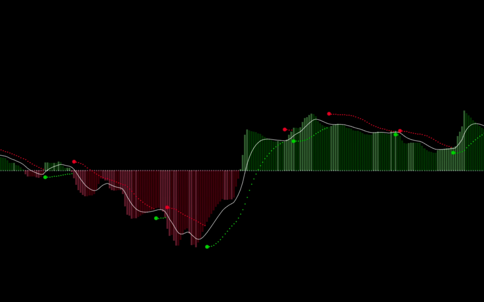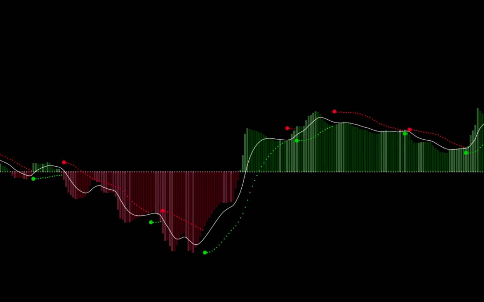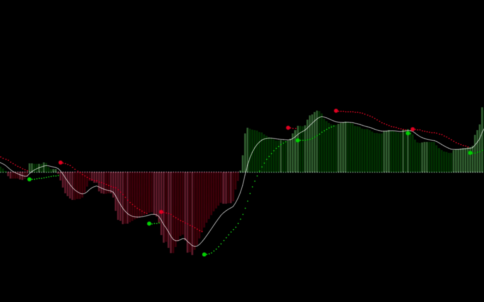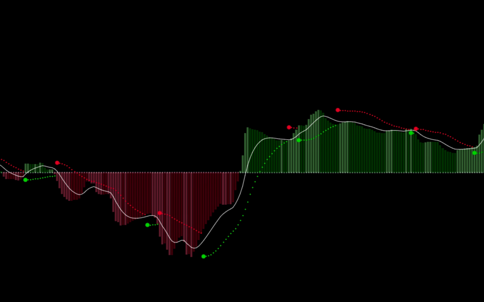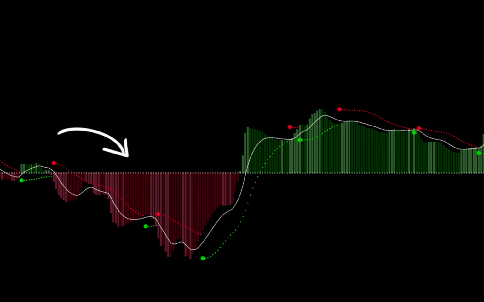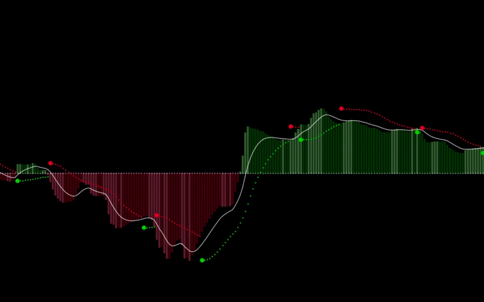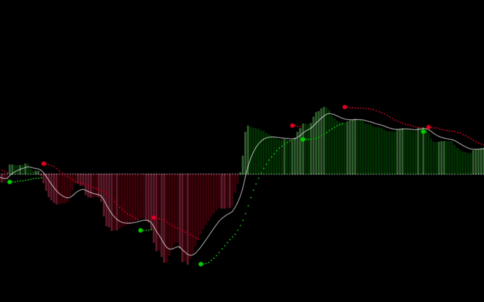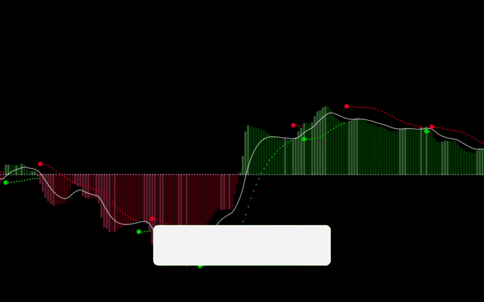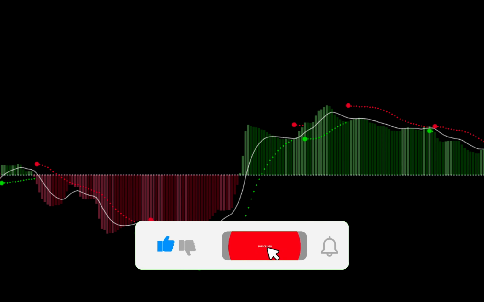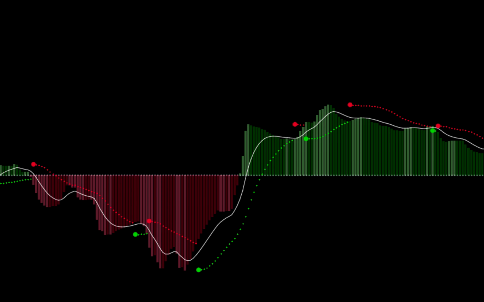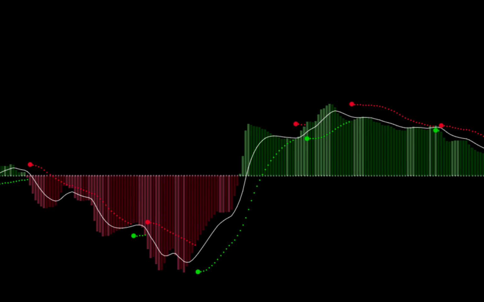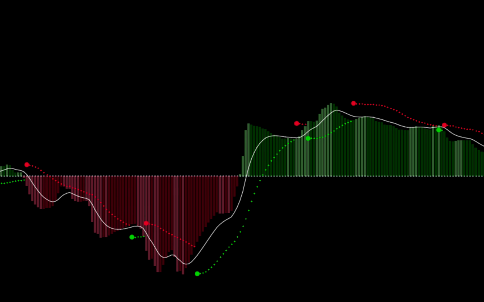If the histogram bars are green or above the zero line, it indicates a bullish signal. In this case, you can wait for a buy signal from the Parabolic SAR indicator before placing an order. Conversely, if the histogram bars are red or below the zero line, it indicates a bearish signal. In this case, you can wait for a sell signal from the Parabolic SAR indicator before placing an order. However, there are some conditions that must be met before you can place an order. To explain this in more detail, let's discuss how to place orders using this 5-minute scalping strategy.